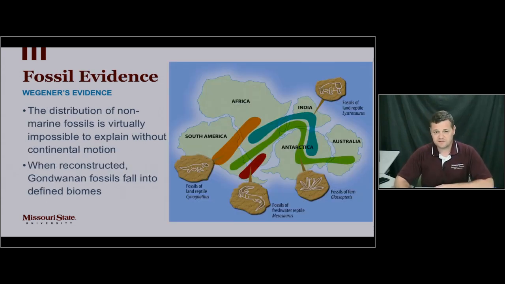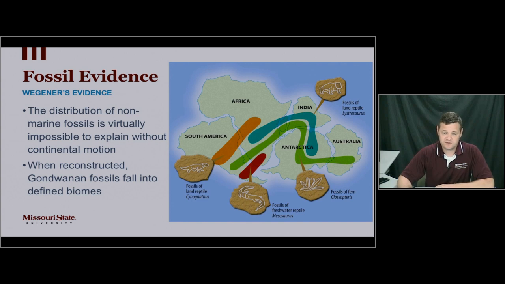Wegener also used fossil evidence. These are fossils of non-marine animals, so they would have had no ability to transport themselves across thousands of miles of ocean basin. He proposed that animals like Cynognathus, Lystrosaurus, and Mesosaurus, which were reptiles that were either freshwater or terrestrial and had no ability to swim across an ocean, should be isolated to a single continent, but they're not. Instead, we find them in South America and Africa in the case of Cynognathus, in Africa, India, and Antarctica in the case of Lystrosaurus, and in South America and Africa also for Mesosaurus.